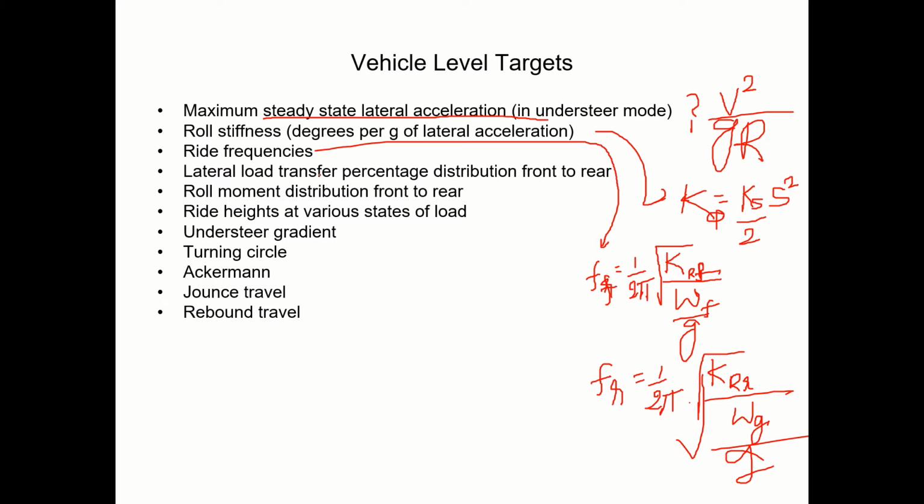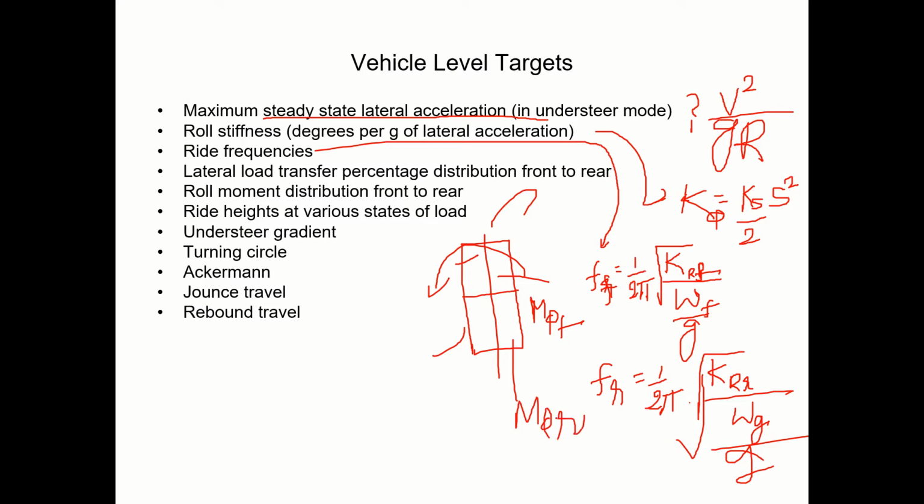So we will take ride frequencies. Lateral load percentage distribution front to rear, that is one other important thing. So taking a turn, lateral load distribution, how much here, how much here. Roll moment distribution front to rear. I think I have done M phi front. This is M phi rear. This should be greater than this, I said, for understeer. Ride heights at various states of load.